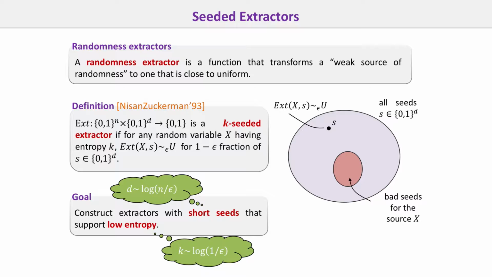Also you want to support low entropy. You want to be able to handle any k. You don't want to assume too much about the entropy of the source. If you want to output one bit, it turns out that the right answer there is independent of n, just log 1 over epsilon. So it depends only on the error that you're trying to get. This is a seeded extractor, a very well-known and very well-studied notion.